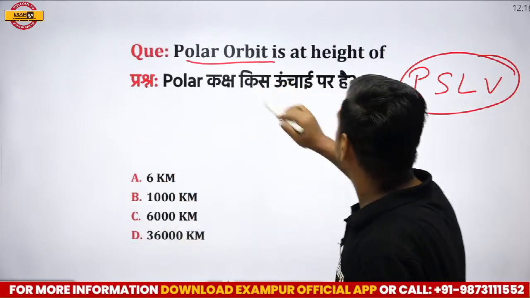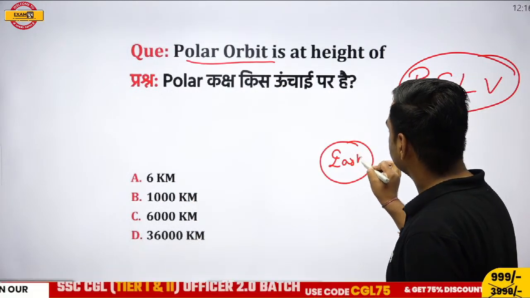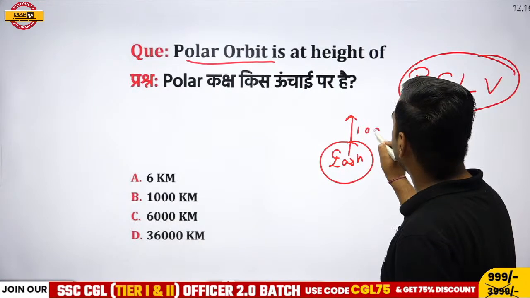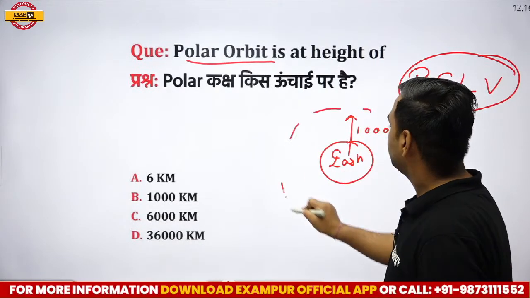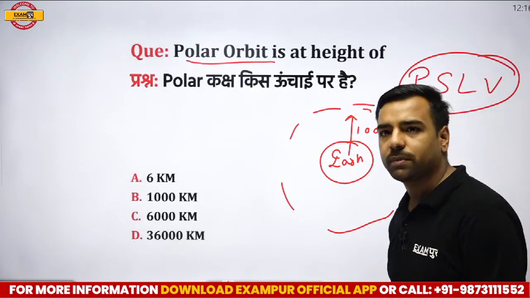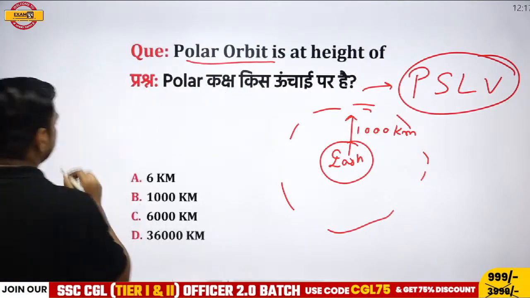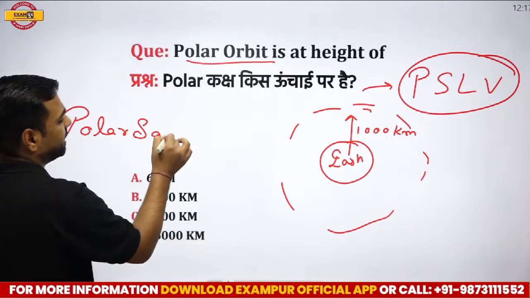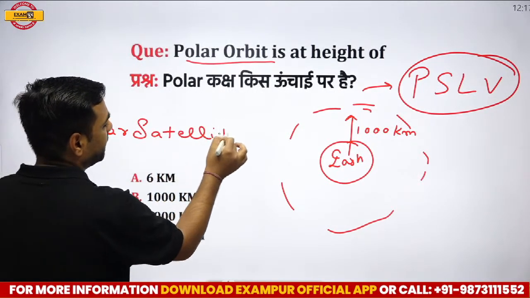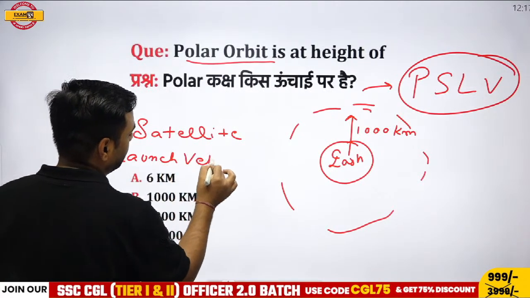Now, polar orbits, when we talk about these polar orbits, if this is Earth, then it is present around 1,000 kilometers. It may be 900 kilometers as well, around 1,000 kilometers. This is the orbit which is known as polar orbit. Now, what is this PSLV? So it is polar satellite. Please remember this part. Polar satellite launch vehicle. What is it?